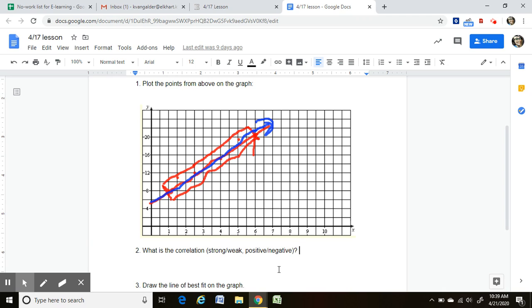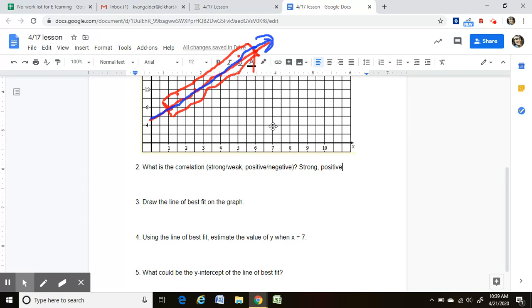Why on earth are some of you guys skipping this question? This is like the most important question. So I gotta say, is the correlation strong or weak? So the dots are very close to the line. So I'm gonna say it's strong. And then, is it positive or negative? Is it going up or down? That stuff's going up. So it's gonna be strong, positive.